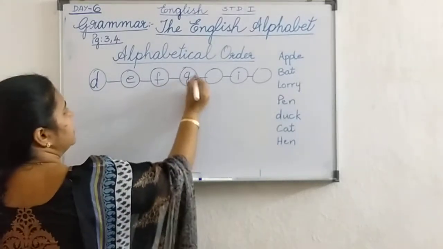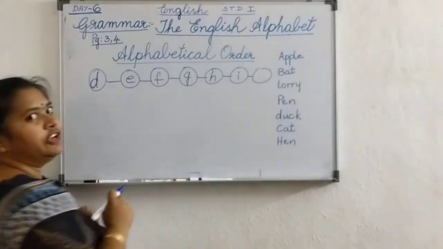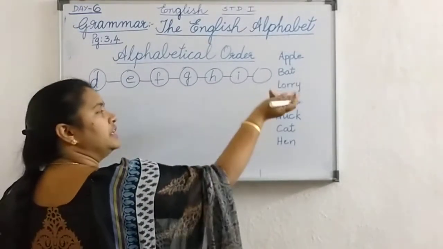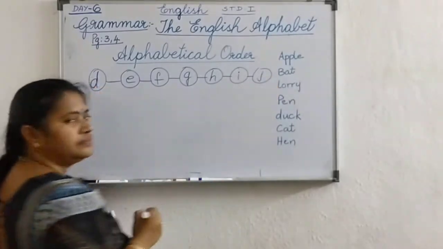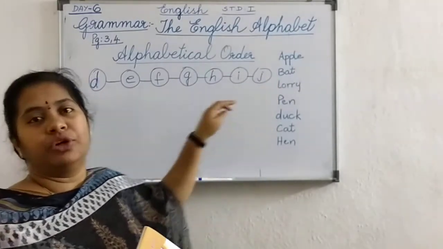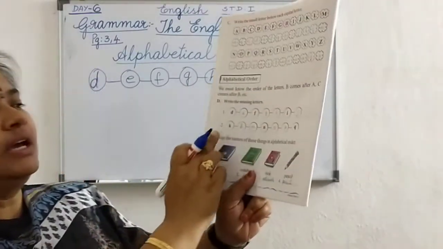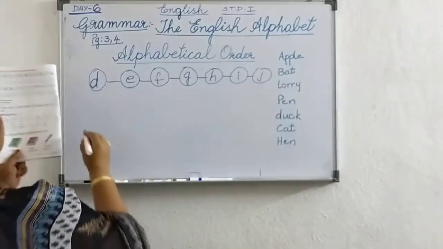G. G after H. H after I is already given. So, I after J. So, this is called alphabetical order. What is this called? Alphabetical order. Now here you see K, L, again another circle is given.